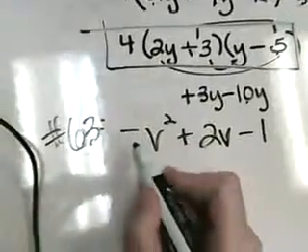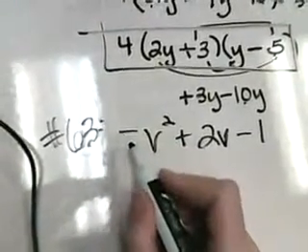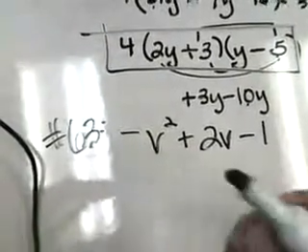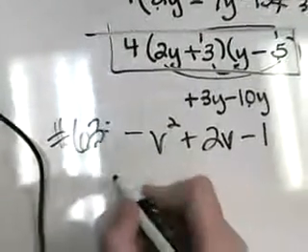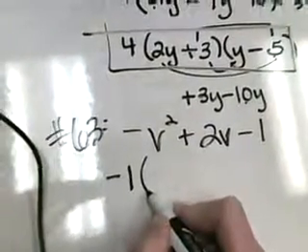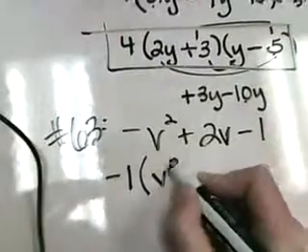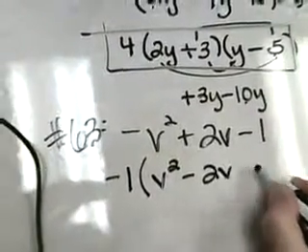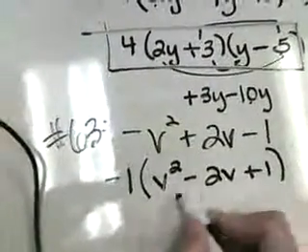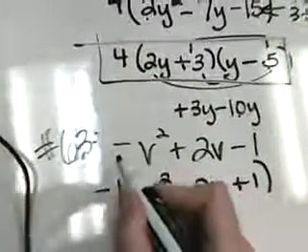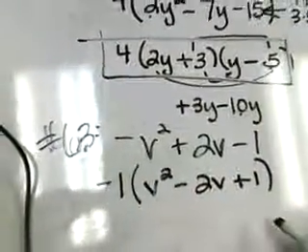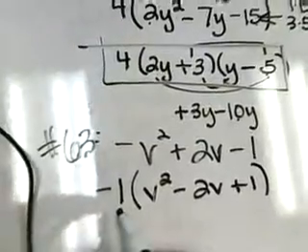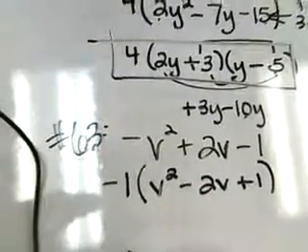I never want to factor when it starts with a negative. Okay, so I want to start with a positive number every time, meaning if I take a negative 1 out, then I have a positive v squared, a negative 2v, and a positive 1. This is much easier to try and factor than if I start with a negative term. So I would always factor a negative out if it starts with a negative.